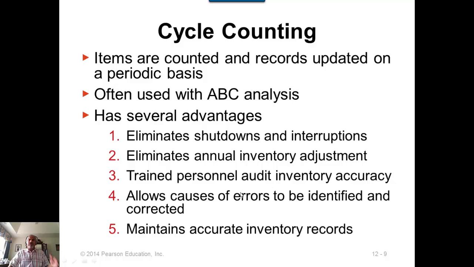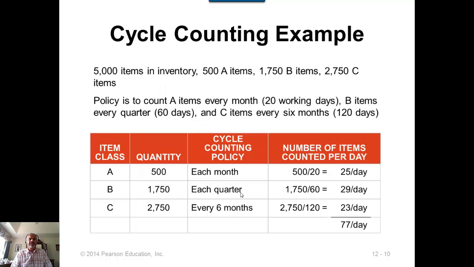And then you will have trained personnel dedicated to audit the inventory accuracy. They are responsible for making sure that there are no errors or discrepancy between computer record and physical availability. And of course, it allows for the errors to be identified in a timely fashion, and it maintains accurate inventory records. So here is an example.